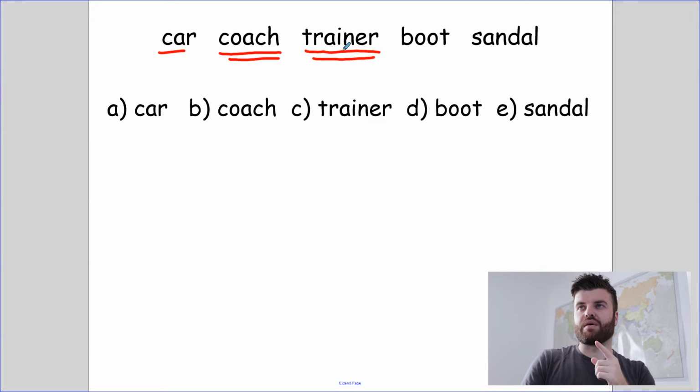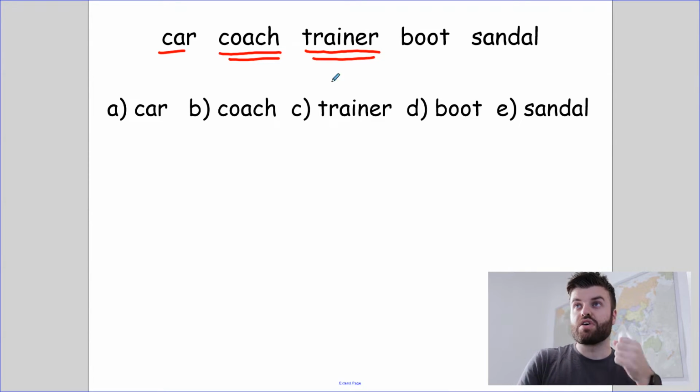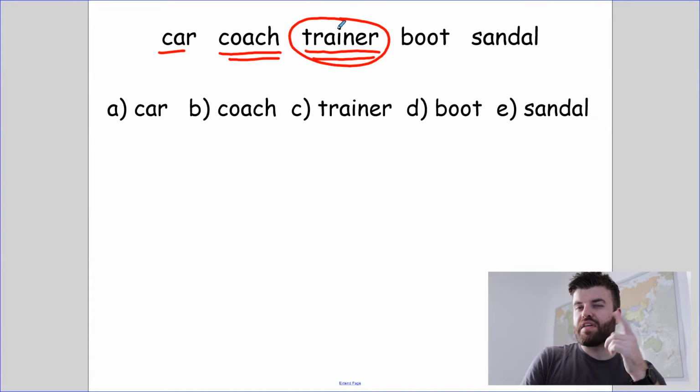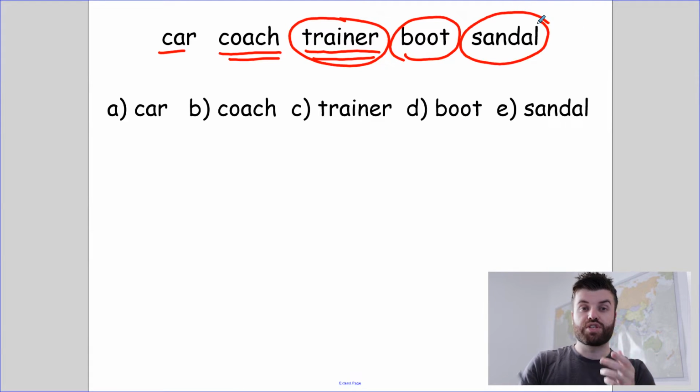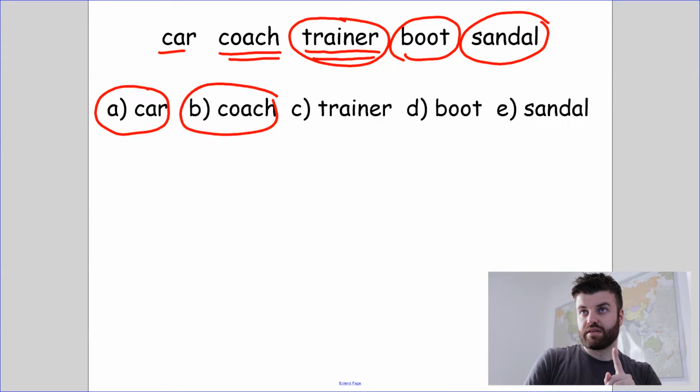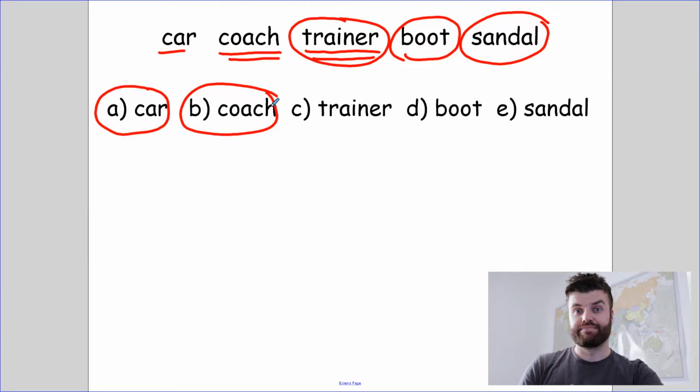Let's look at trainer now. Is there another way that we could interpret trainer? Well, there is. It's the thing that goes on your foot, a trainer. So it's a type of shoe. Okay, so if this is a type of shoe, are there 2 others that would make a group of 3? A boot is a type of shoe, and a sandal is a type of shoe. So we found our connection. Those 3 words are connected because they are footwear. That means that the odd ones out are A and B. So our answer on the test paper would be A and B.